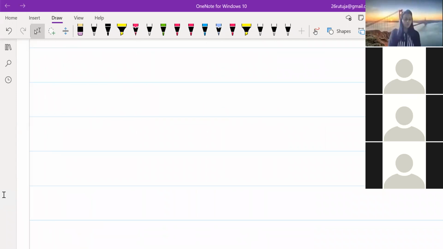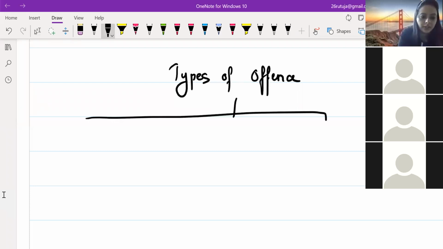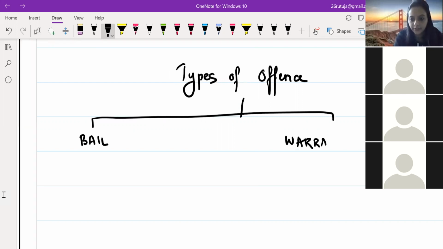So now let's move to the next part of the chapter after understanding essential ingredients. Next part is types of offenses. So अभी हमें offense क्या वो अच्छे से समझ में आया है. Now we want to see what is type of offense. Types of offense. Types. So क्या types है? Okay. On the basis of bail and on the basis of warrant, we are dividing it further.